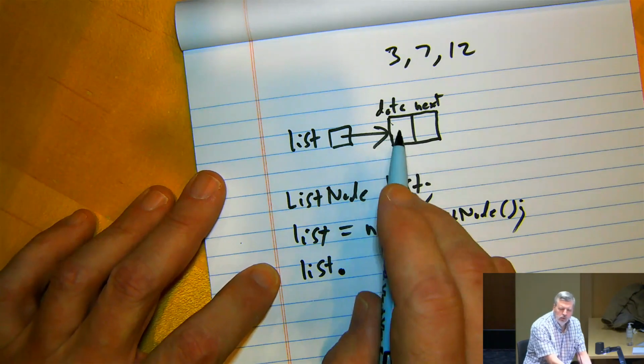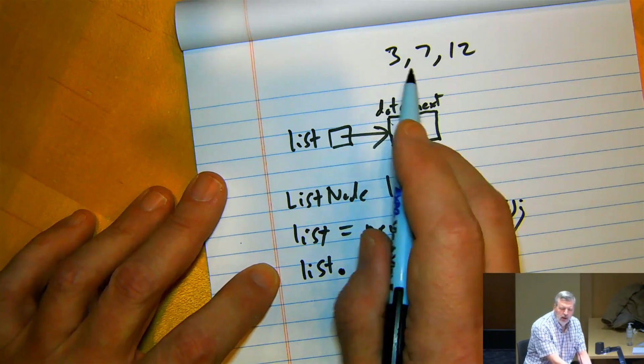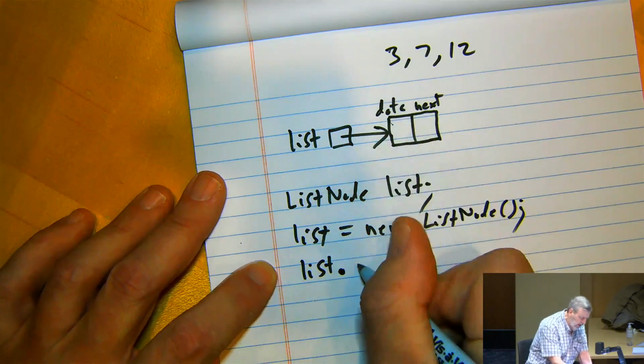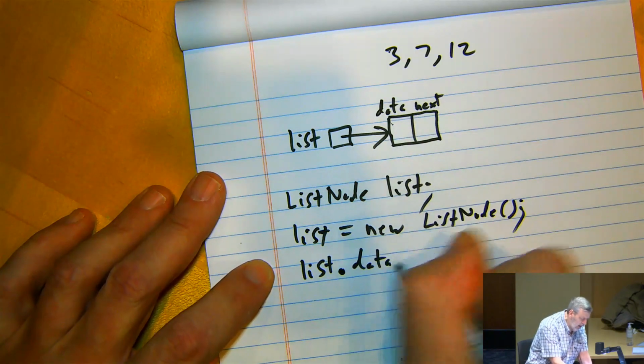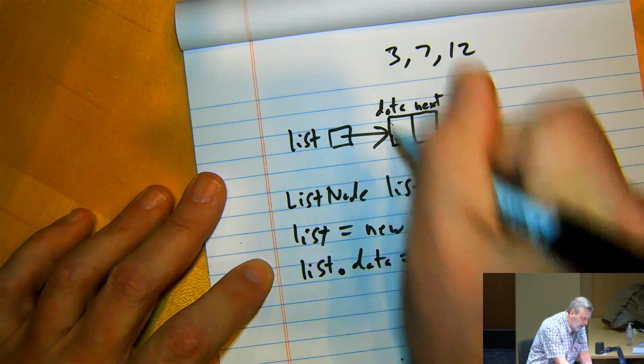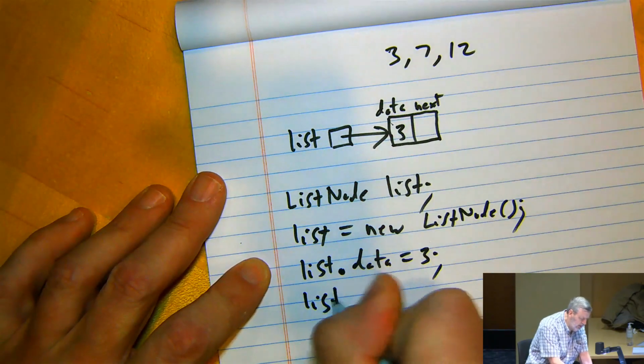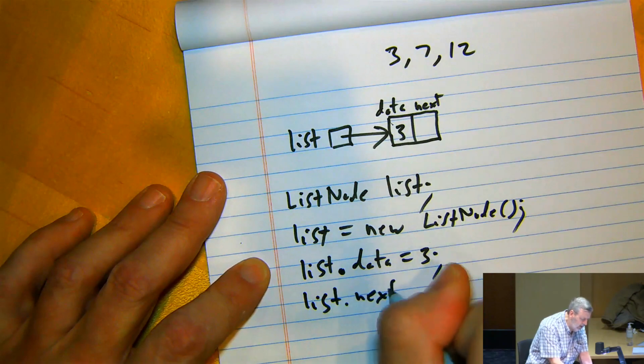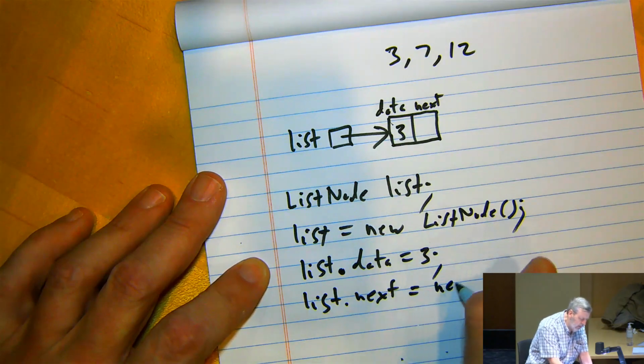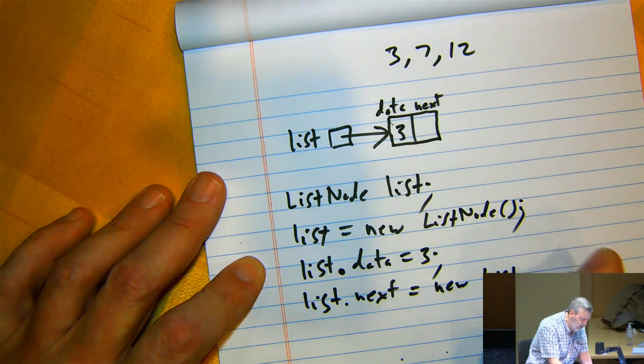So which field am I interested in? Well, I want to put a 3 inside of here. So in list.data, I want to store a 3. So let me put that right there. And I do want to do something with list.next. What is it that I want to do with list.next? I want to set it to be a new list node.